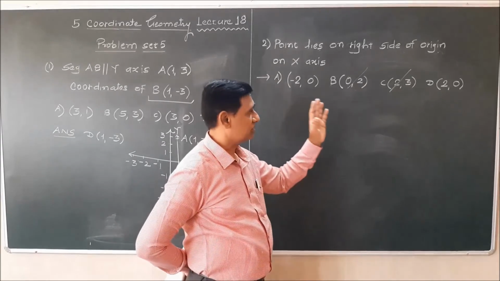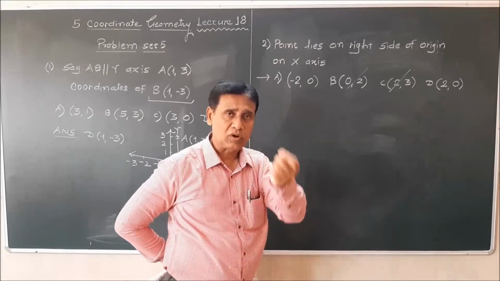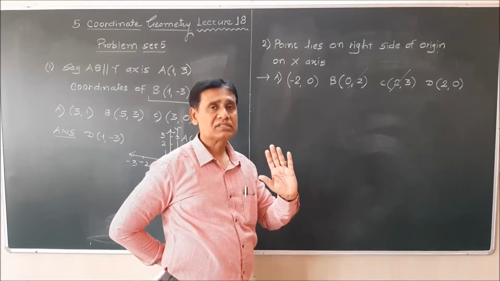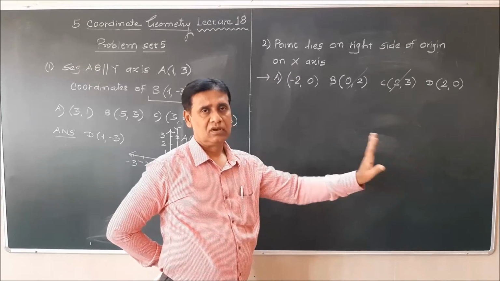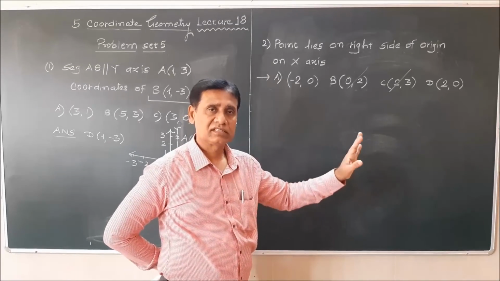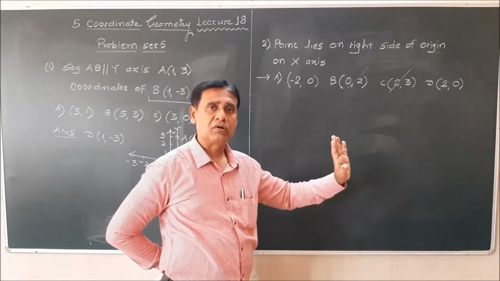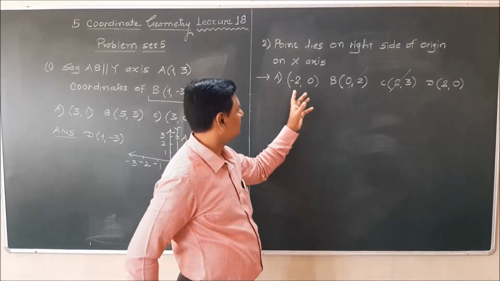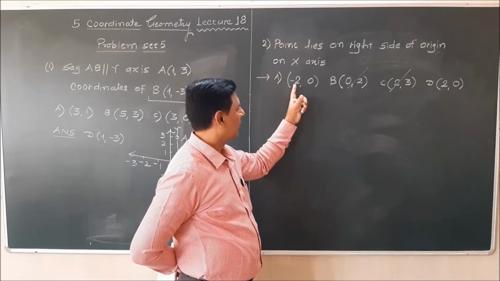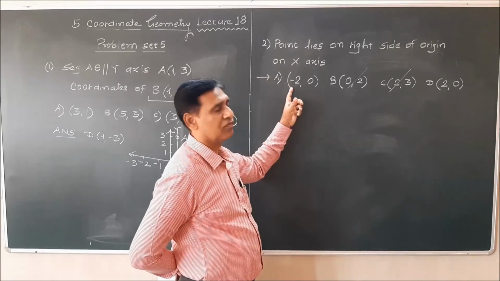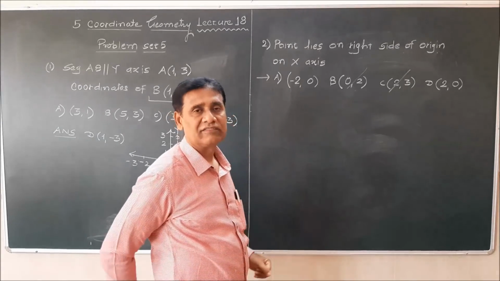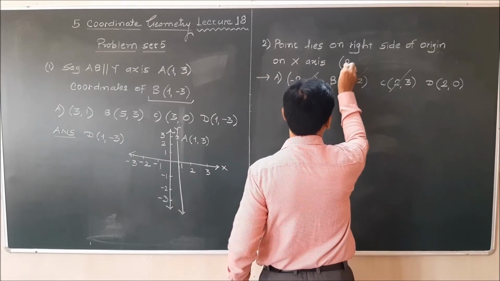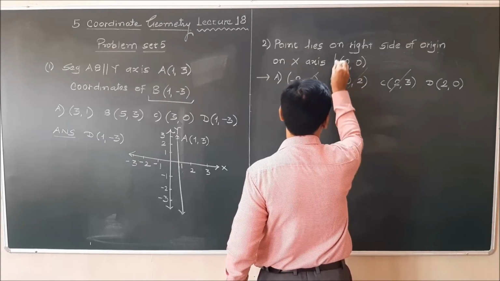So these two possibilities are there, but there is one more condition. What is that condition? The point must lie on the right side of the origin. If you say right side of the origin, all the x-coordinates are positive. It is very important. But in this case A has -2, so this is also out of question now. So the only answer left is (2, 0). So the answer is (2, 0). Very important.